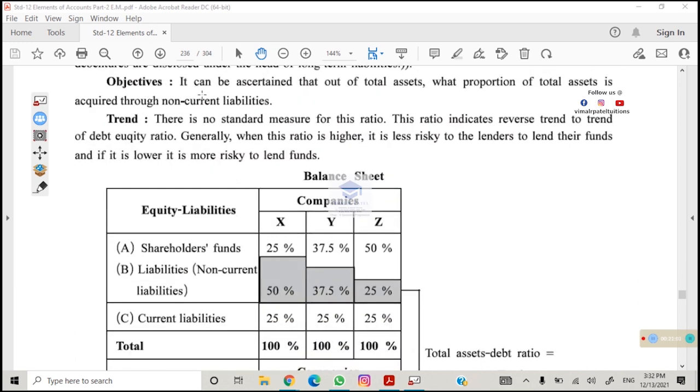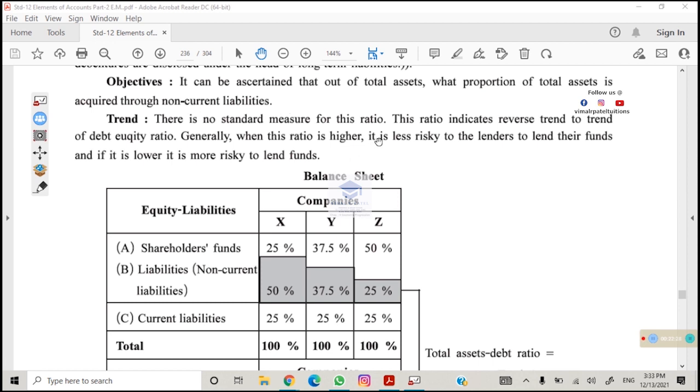The objective: it can be ascertained that out of total asset, what proportion of total asset is acquired through non-current liability. Means whatever investment we have made in total asset, out of that, how much we have invested by borrowing from outside the business. How much fund has been invested into the business by borrowing from third party.